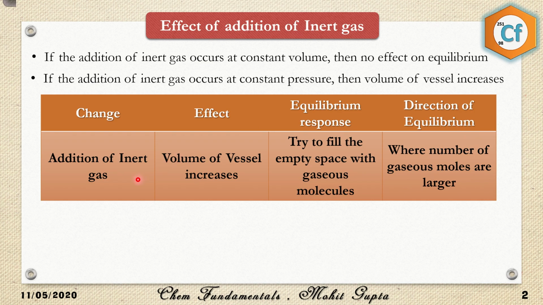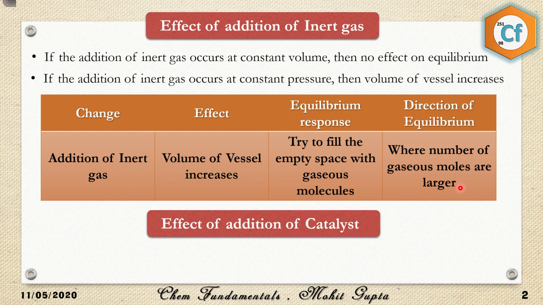So on addition of inert gas, we know the volume of the vessel increases because internal pressure increases. What would be the response of equilibrium? It will try to fill the empty space with gaseous molecules. While doing so, where would equilibrium move? Equilibrium will shift in that direction where the number of gaseous molecules is larger. So in order to understand this topic, we need to do a few questions that we'll be doing after some time.